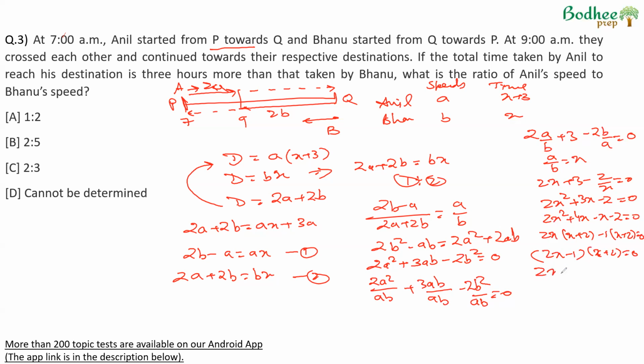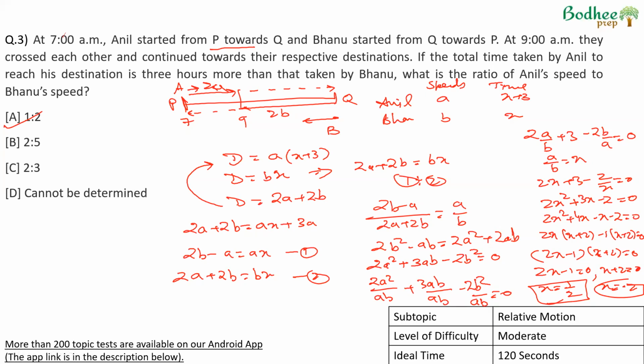Therefore, either 2x minus 1 is 0 or x plus 2 is 0. So here I'll get x is equal to 1 by 2 or x is equal to minus 2. Obviously, the ratio cannot be minus 2. Therefore, 1 is to 2 becomes the answer. A by B will be 1 is to 2. Again, I'd say this question would be moderate to difficult level because calculation is a little intensive here. It may not be a difficult question in terms of concept per se, but I think the calculation is decent and therefore moderate. Easily 2.5 odd minutes to solve the question.